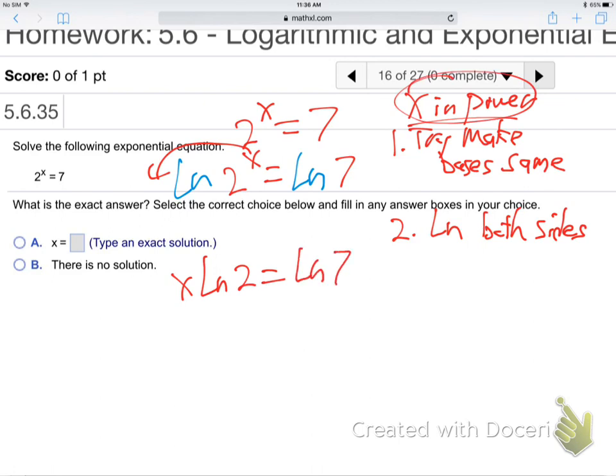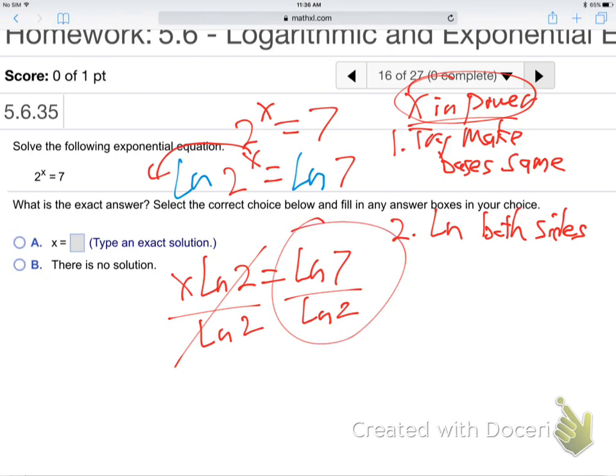And now that x is just down on the base level, it's not a big problem. Just divide by ln 2. Boom, there it is. Is that good? What's that? I think they want it just like that. Yeah, they say exact solution. They don't want a decimal. Want it just like that. Wait. Oh, okay.